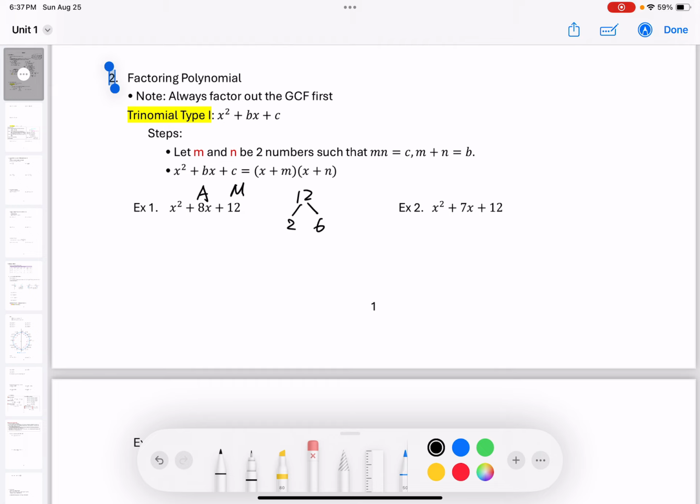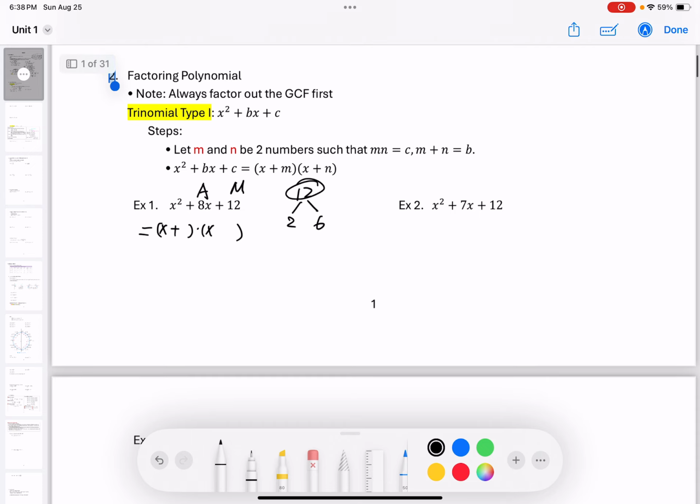And then we can fill out the blanks. So the factor form is x blank, multiplied by x blank. Multiplication is 12, addition is 8. So fill out the blanks: plus 2, plus 6. If we have negative, we fill out negative 2, negative 6.